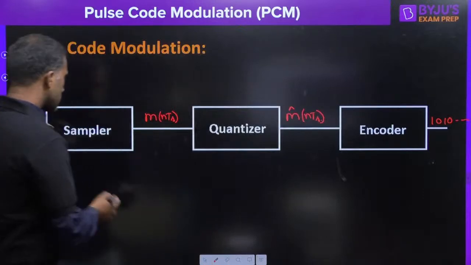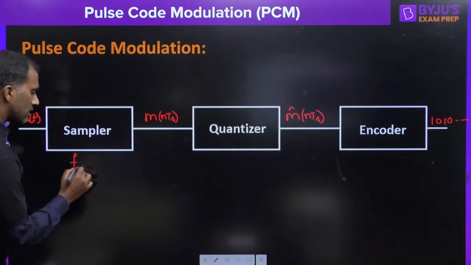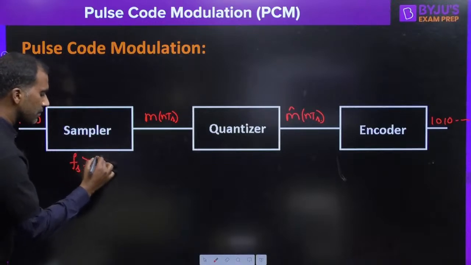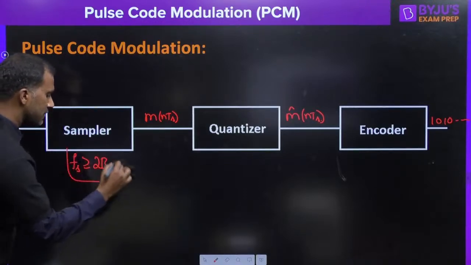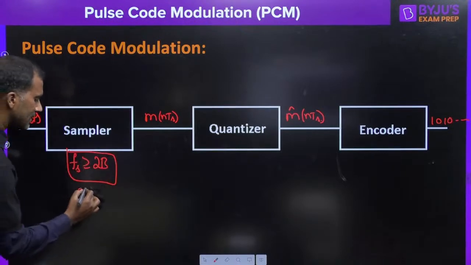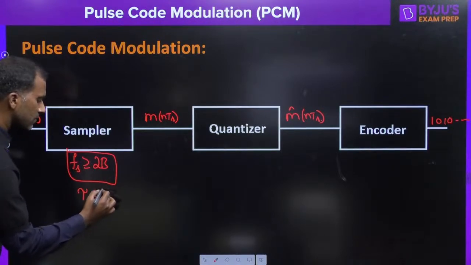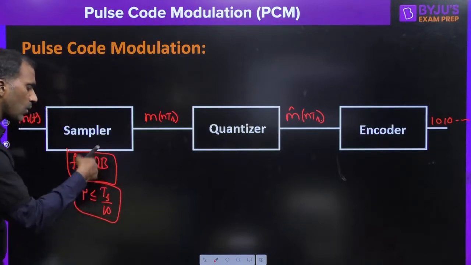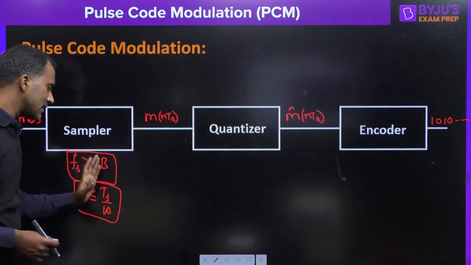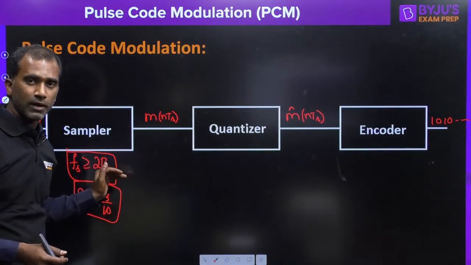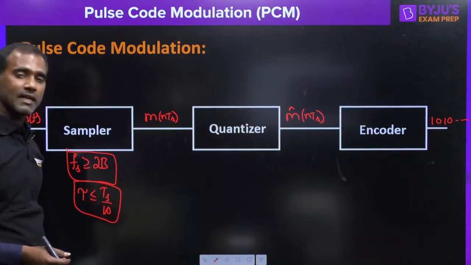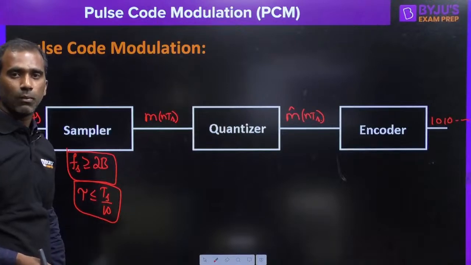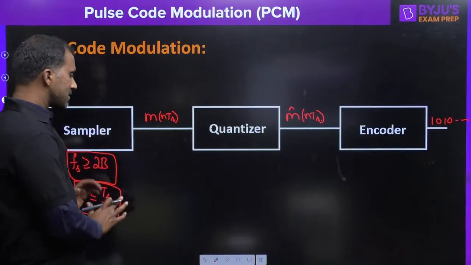Regarding the sampler, we have talked about it in decent detail. The criteria for the sampler is that fs should be greater than or equal to 2B, and the other criteria is that tau should be less than or equal to Ts by 10. I have told you in the previous slides what happens when you satisfy these criteria. When you satisfy the first criterion, the aliasing effect can be avoided. And when you design the sampler and satisfy the second criterion, the aperture effect can be avoided. So these two conditions should be satisfied.